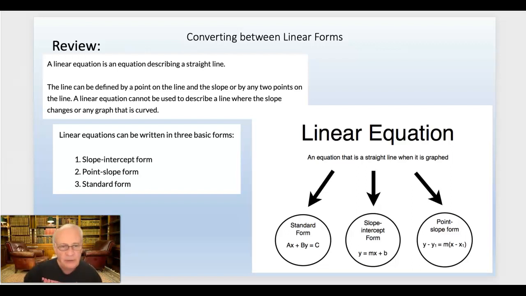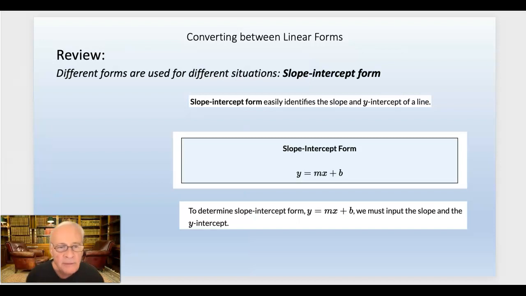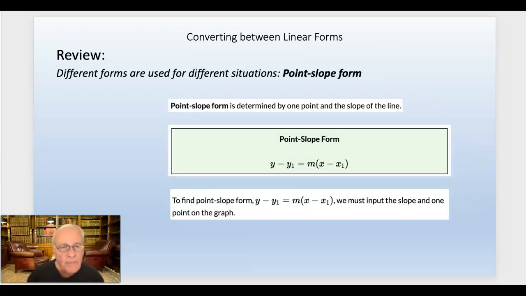Again, these are the three forms we looked at. Again, the different forms are used for different situations. All right, slope-intercept form. It's one of the most commonly used, guys, in math, because it easily identifies the slope and the y-intercept of a line. And that's a point and the slope, so it's pretty easy to graph it. Point-slope form, again, we talked about it. That defines one point on the line and the slope. That one point is not necessarily an intercept, okay?